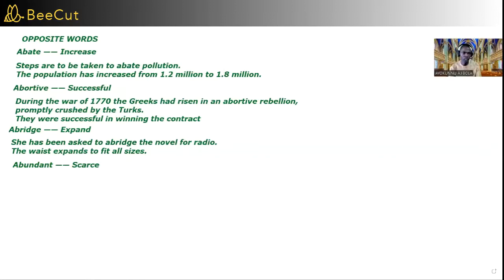And to use that in a sentence, you can talk about the number of fishes in the lake. So fish are abundant in the lake. Fish are abundant in the lakes.